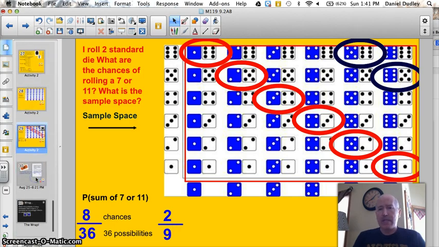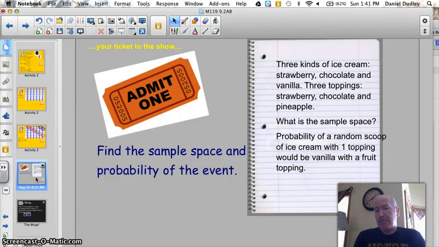All right, let me get you to the ticket for the show. We're going to work on a number of these types of problems tomorrow in class. Here's a quick one I made up. Find the sample space and the probability of this event. There are 3 kinds of ice cream: strawberry, chocolate, vanilla. There are 3 toppings: strawberry, chocolate, and pineapple.